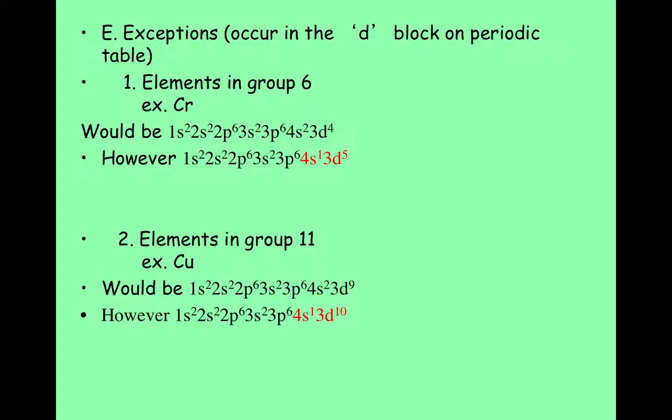It might not be a bad idea on your periodic table to highlight columns group 6 and group 11. So that's chromium down and copper and down, because you could be asked about those exceptions on the test.